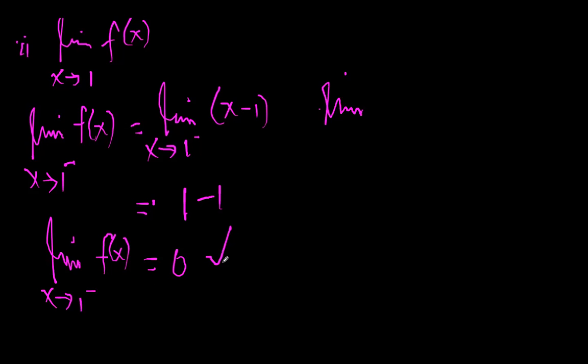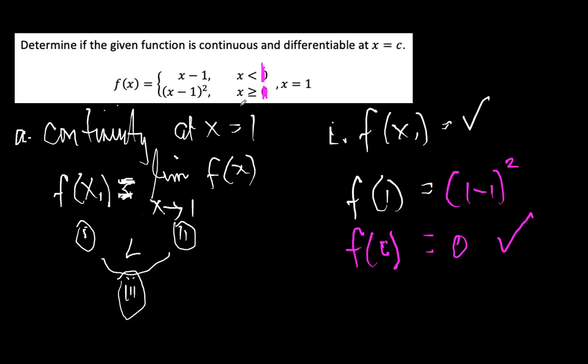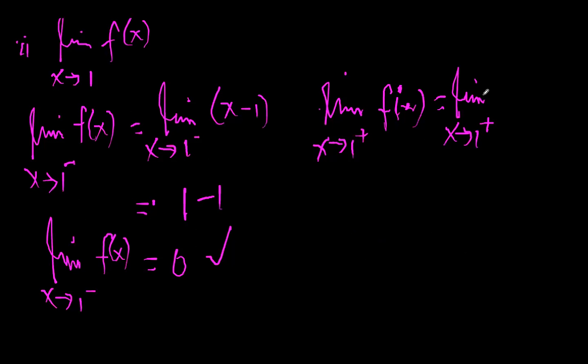Now, let's verify. Oh, by the way, it exists. We're glad that it exists, but we need to check if the limit of f of x from the left of 1 is equal to the limit of the function as x approaches 1 from the right, diba? So the limit of f of x as x approaches 1 from the right. Here we go. And which function? X should be greater than or equal to 1 or greater than 1. You will be using this. So we have x minus 1 squared.